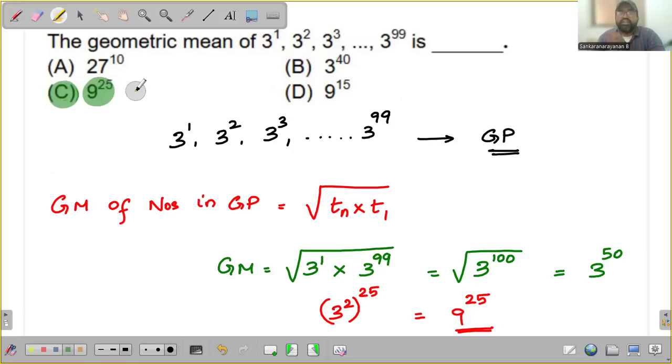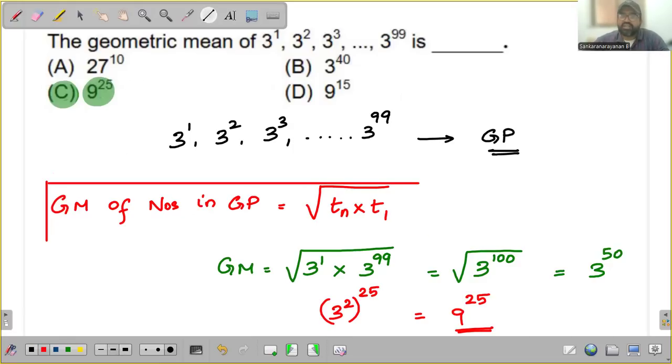It is there. So as far as this question is concerned, option C, 9 power 25, is going to be my answer. The main take home from this question is that if the numbers are in geometric progression, you can use this result in order to find the geometric mean. Okay. Now, let's consider the next question.